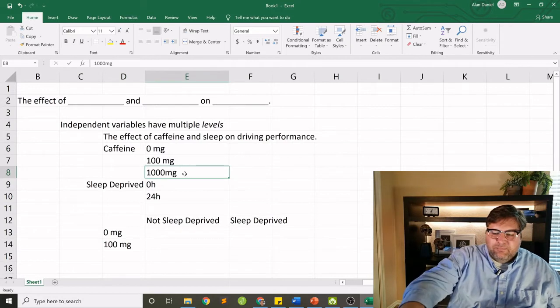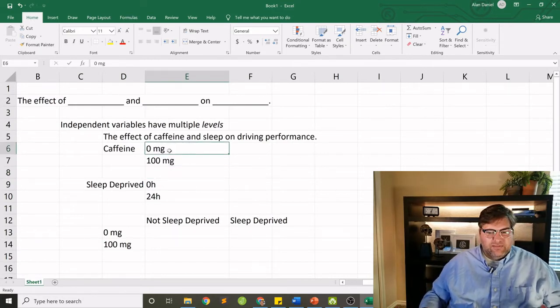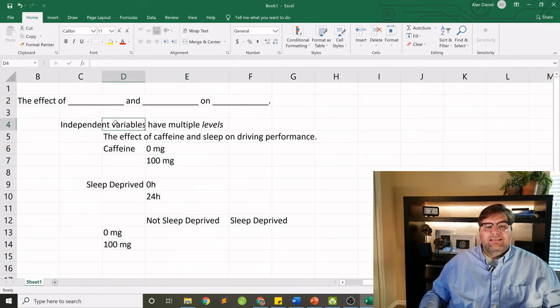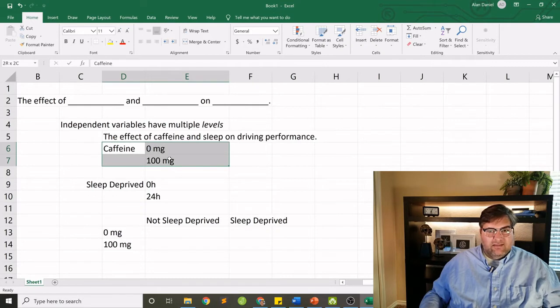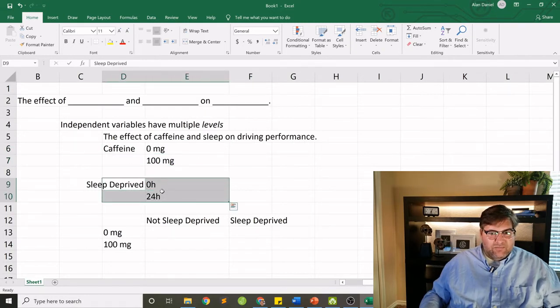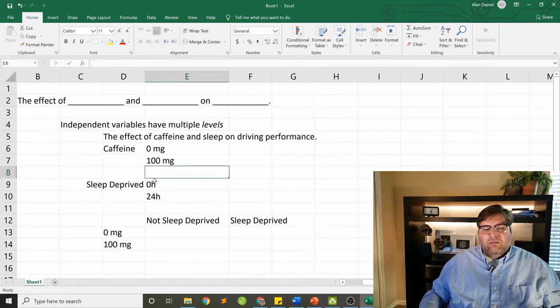Now, just to keep things simple, I'm going to stick with just a 2 by 2 design because there's another concept that we need to incorporate here, and that is the idea of what we call main effects and interactions. And the basic idea is we want to find out what effect caffeine has on its own without paying attention to the sleep. And we want to find out what effect sleep has on its own without paying attention to caffeine. Those would be what we call main effects.